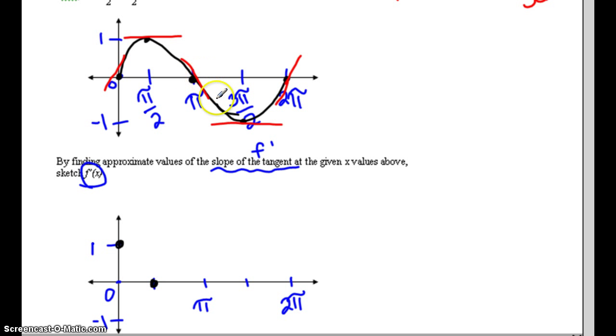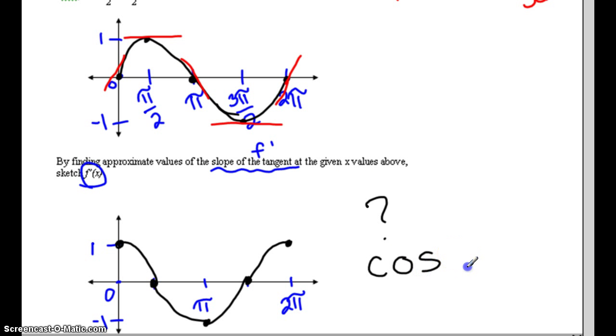At pi, we said that the slope of our tangent line was negative, approximately negative 1. At 3 pi over 2, the slope of our tangent line was back at 0. And then at 2 pi, the slope of our tangent line is positive again, approximately 1. So here's your ooh, ah moment. When we took the derivative of sine, what curve do we wind up getting? Right? So here we go. This is why when you take the derivative of sine, we get the cosine curve.